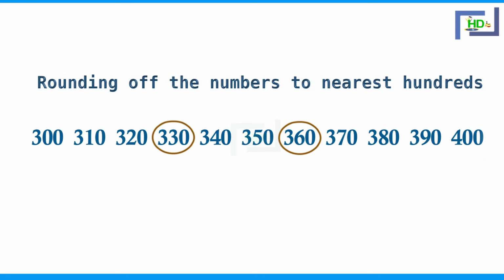Now if we see here 330 is nearer to 300. So it is rounded off to 300. Whereas 360 is nearer to 400. So it is rounded off to 400. Then what is the rounded off number for 350? Here 350 is at equidistance from 300 and 400. But by convention it is rounded off to 400.